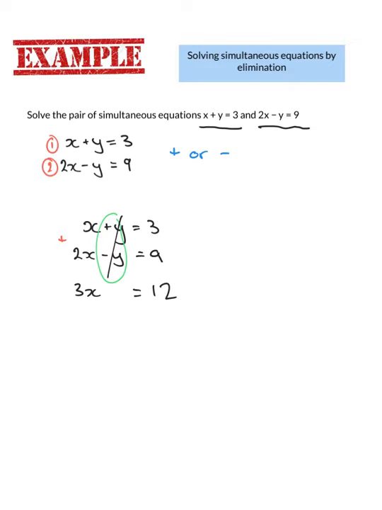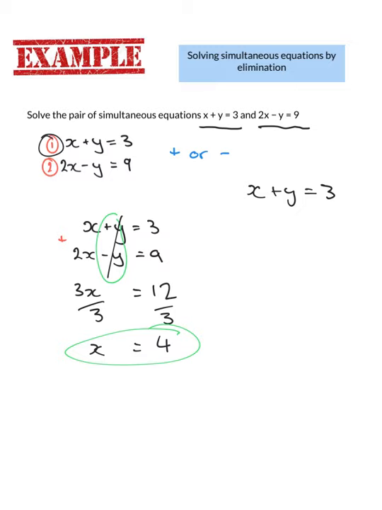Next we need to solve for x, and so we're going to divide both sides by 3. x is going to equal 4. So we've solved x, but we still need to find y. What we do from here is we sub our value of x into our first formula, like we did for substitution. So if we take x plus y equals 3, sub x in, which we just found, not 3, we'll try 4.